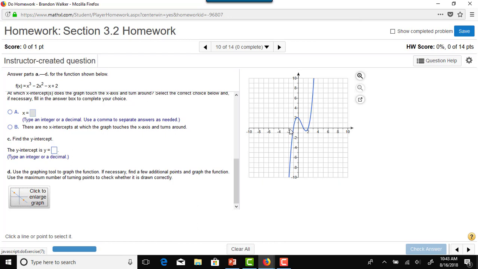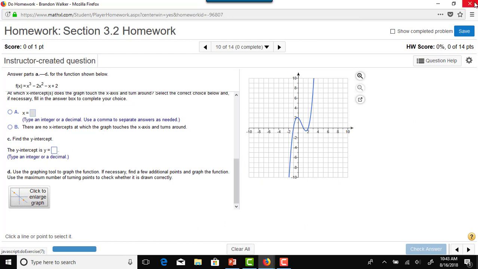I could have picked negative 2 and plugged it in over here. I could have picked 3 and plugged in 3 over here. Anything I had not used already, I could have plugged in to get another point on my graph to help me draw the shape of that graph.